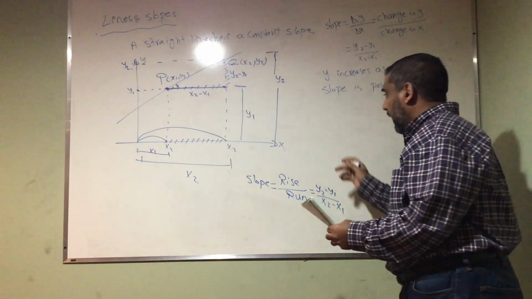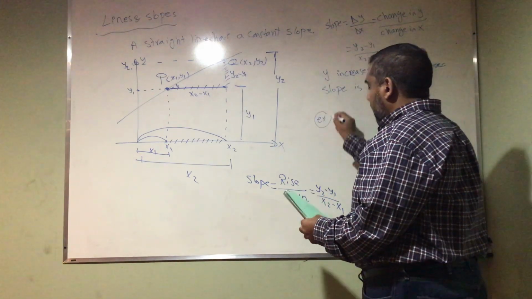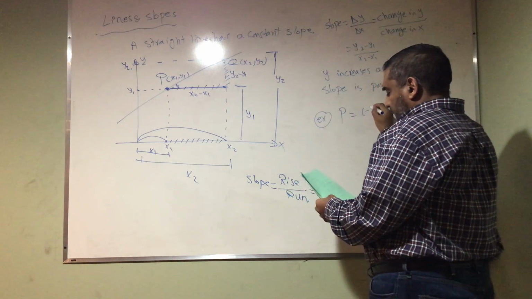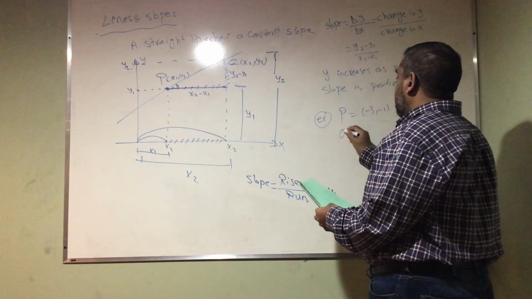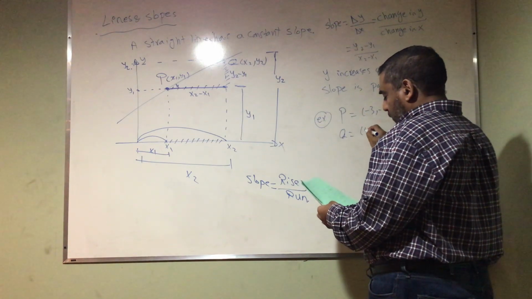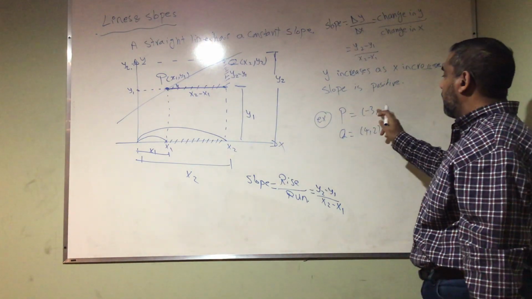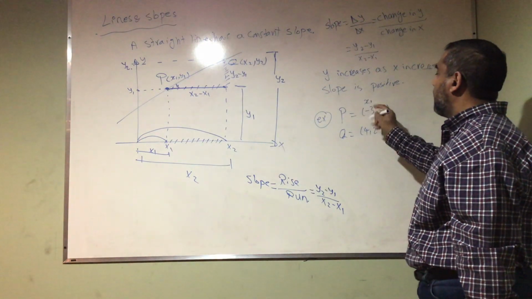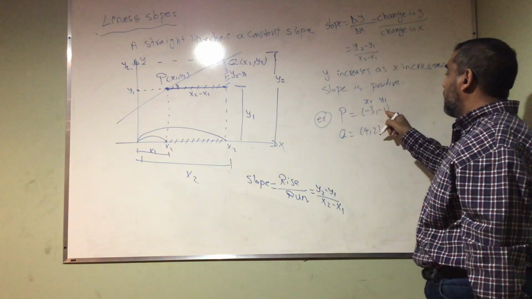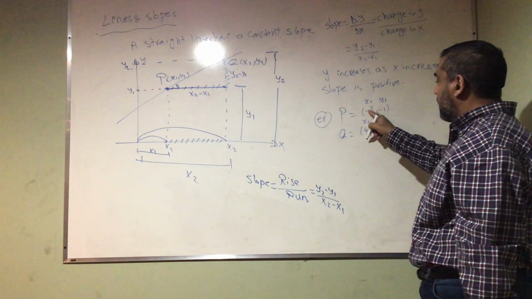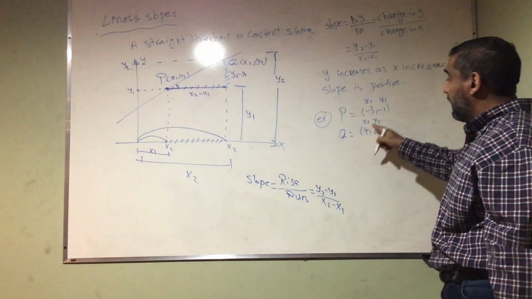For example, a simple example here. If I give you P equals (-3, -1), and your Q here is (4, 2). So now I compare: what is my x1? Here is your x1. Where is your y1? Here is your y1. Here x2, and here y2. So I just compare: that is my x1, that is your y1, x2, y2.